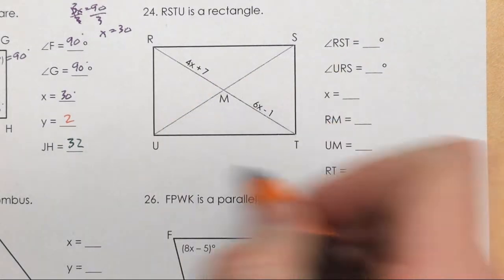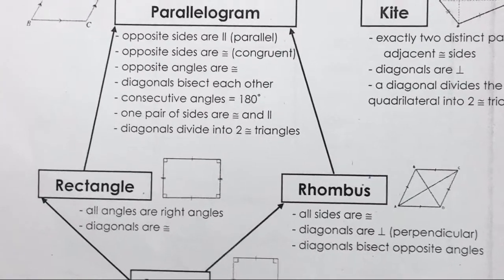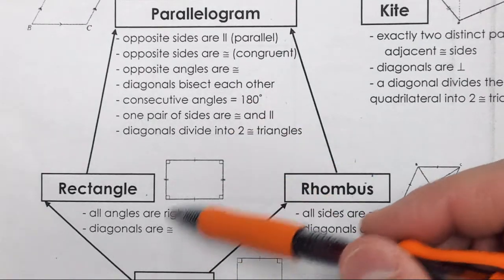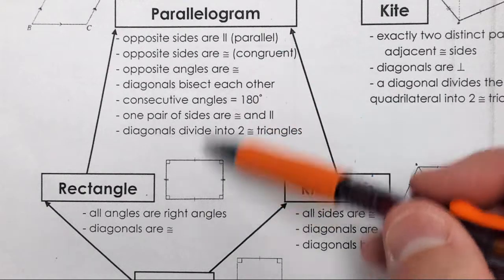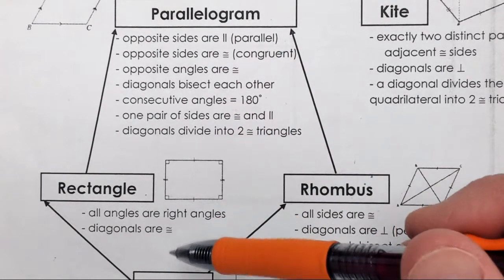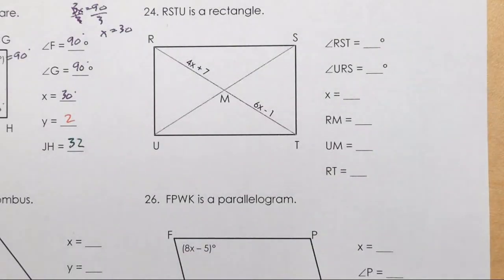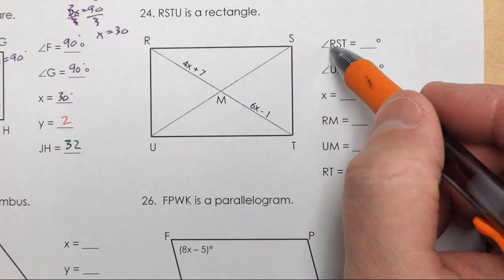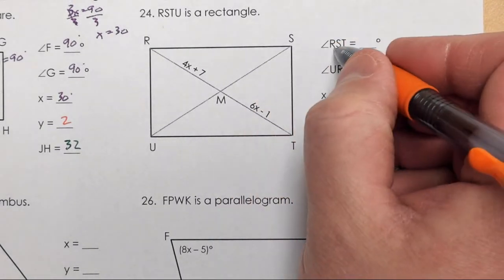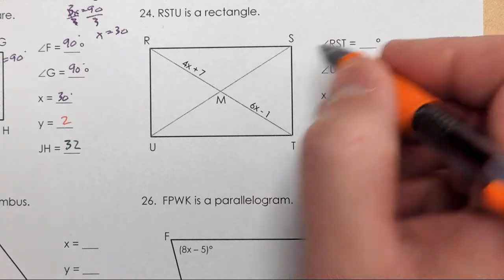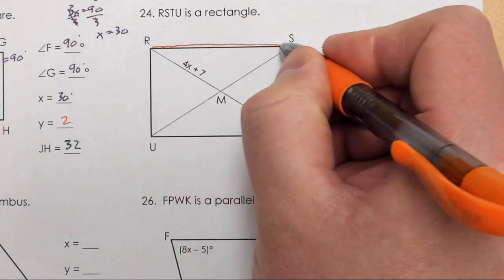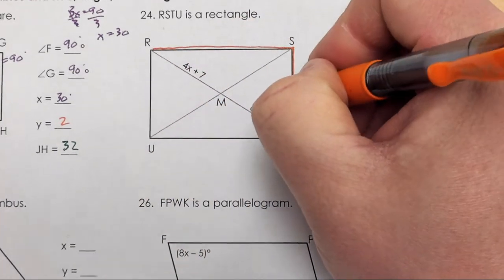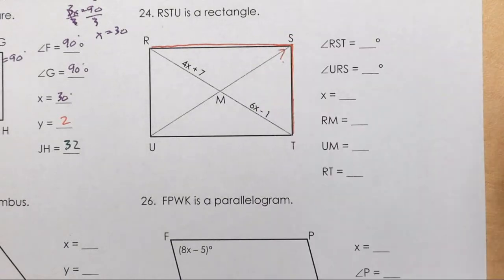So RSTU is a rectangle. So again, on a parallelogram, for rectangles we have the 2 properties here plus these 7. So there's 9 properties that are going to be useful on this problem. So let's see here. We've got angle RST. If you trace your pen or pencil over RST from R to S to T, we need to find out what that angle measure is.